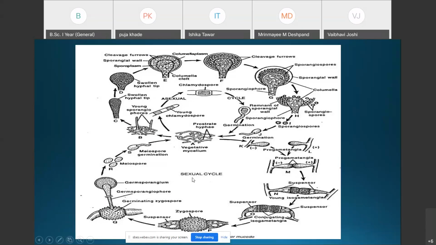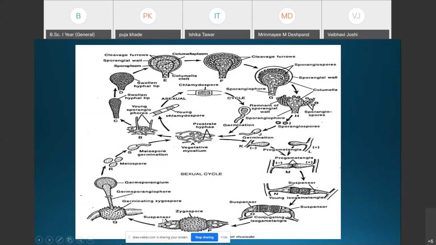Now you can see the sexual cycle. First of all, from the vegetative mycelium, the gametangia are formed. Then these gametangia of opposite strains fuse with each other. That is isogametangial copulation. The entire contents of these isogametangia mix with each other, that is plasmogamy. After plasmogamy, karyogamy takes place, that is, the nuclei of the opposite strains fuse with each other, and a large number of diploid nuclei are formed. That is how the zygospore is developed.